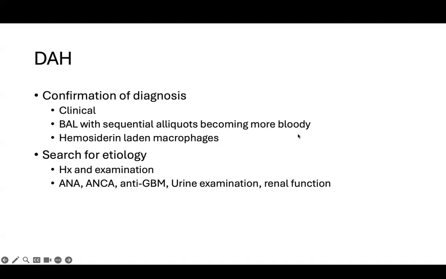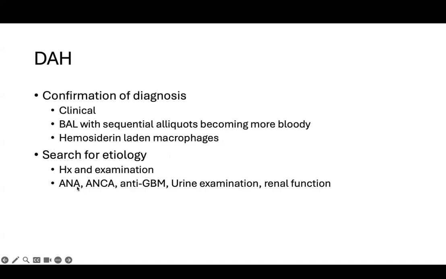That is because initially you're getting out the fluid from the proximal airways, and as you go to the later aliquots, you're going to have them coming from the alveoli. So that is how DH is actually diagnosed. And some cytology can show you hemosiderin-laden macrophages when your pathologist is actually excellent. So once you have DH confirmed, it is important to look for an etiology.